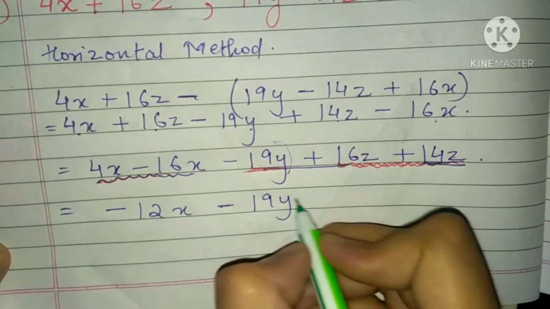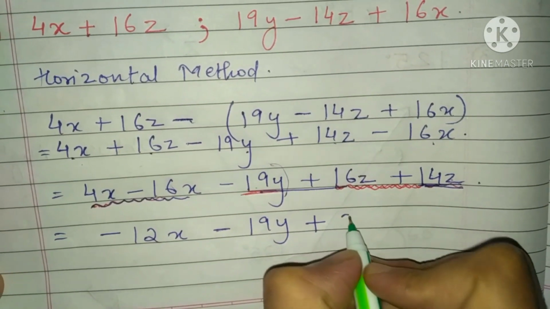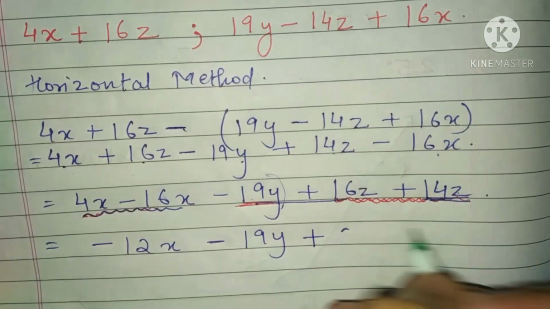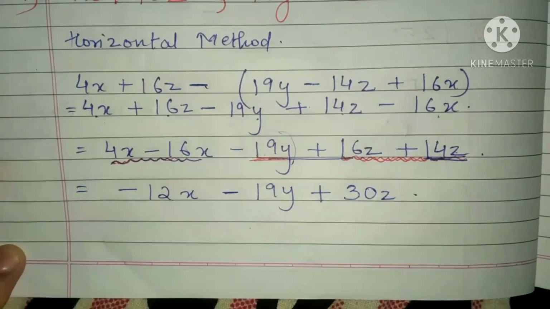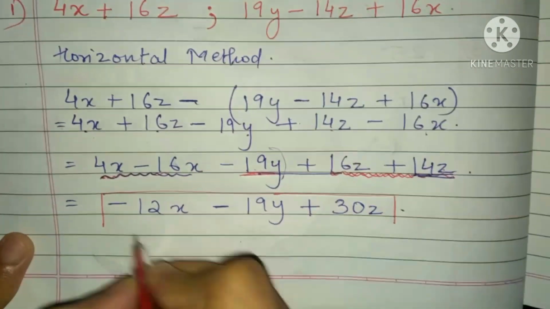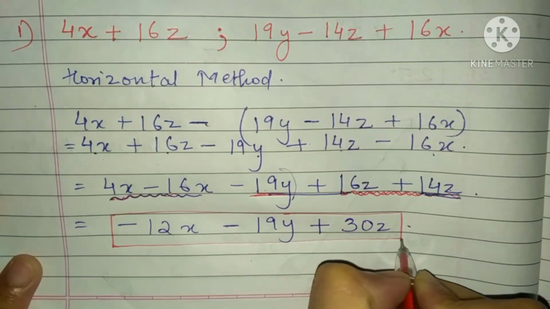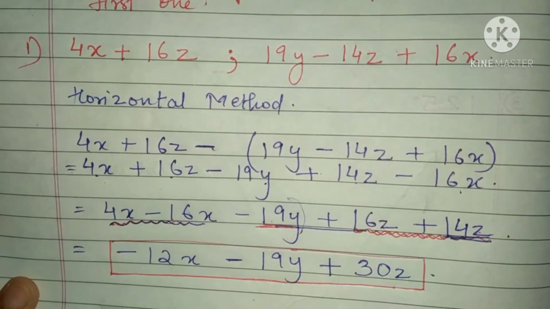Now 19y, there is only one term, no like term with y. Then plus 16z plus 14z. So 16 plus 14 is how much? 30z. So this is our final answer. 16 plus 14 is 30z and the bigger number is what? 16. 16 has a plus sign. That's why I have written 30 with the plus sign.